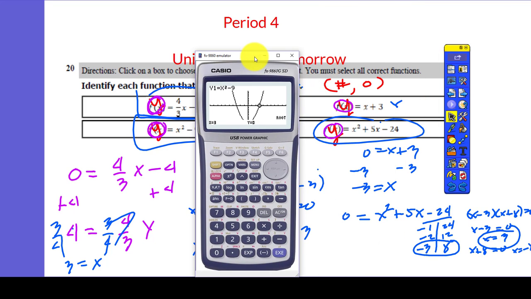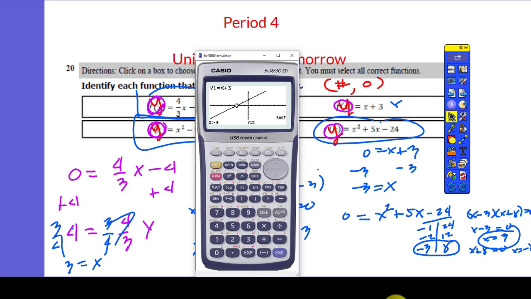What about this one? Let's check. So exit, you go up, replace the function x plus 3, EXE, draw, shift, gsolve, look for the root. It gave you -3, the same thing that we got here, -3.